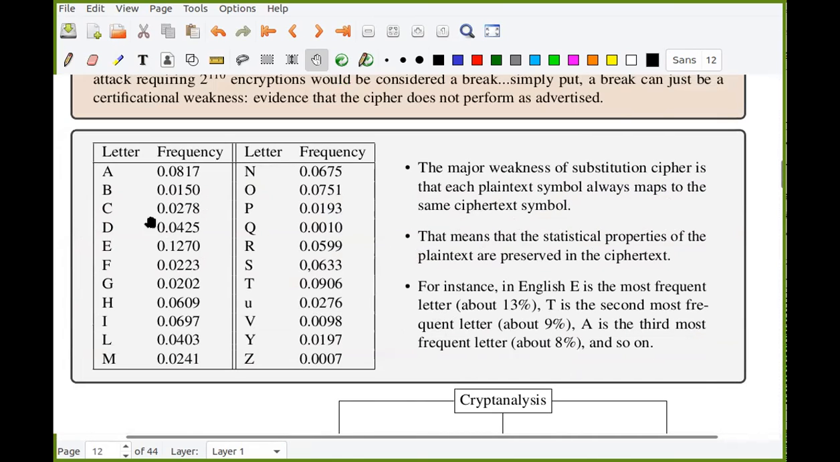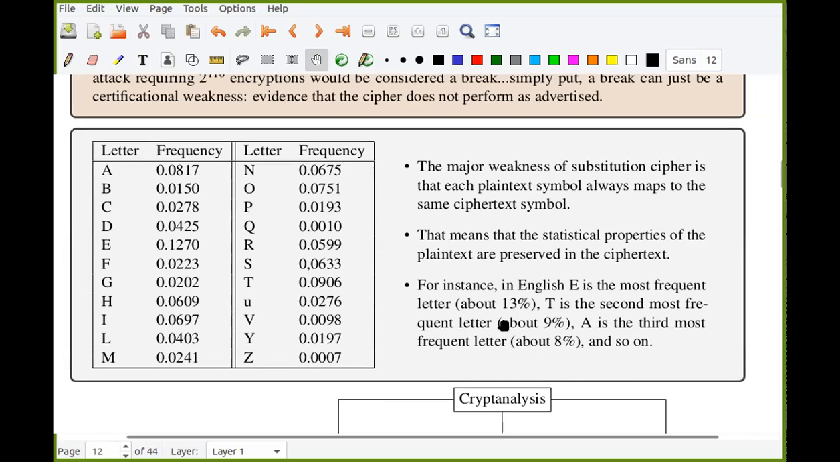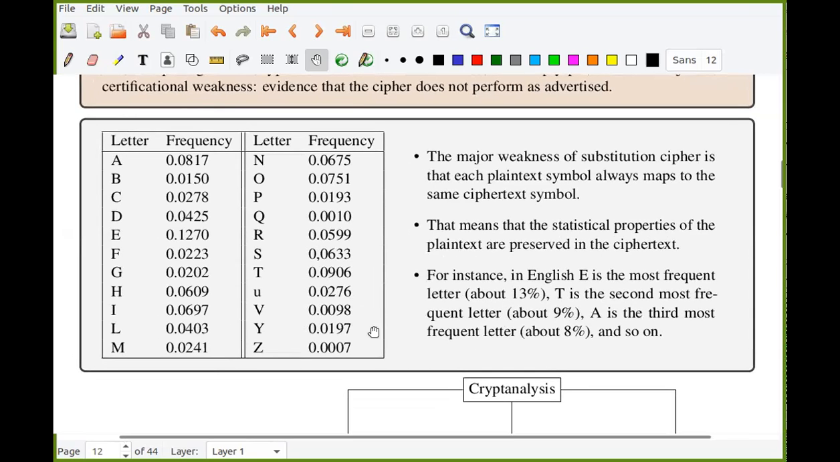So what happens here? E comes very frequently in the English alphabet, right? For instance, letter E is the most frequent, 13% of the time it will be there. T is the second most frequent letter, 9%. A is the third most, 8%, and so on, right? So with this, if you get the highest repeated letter, we can call it E. We can decode it as E.